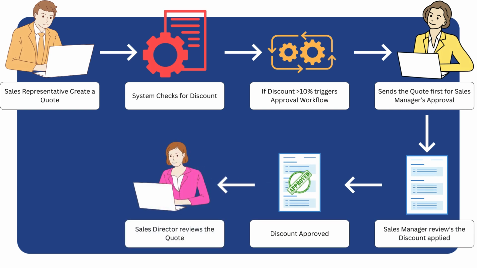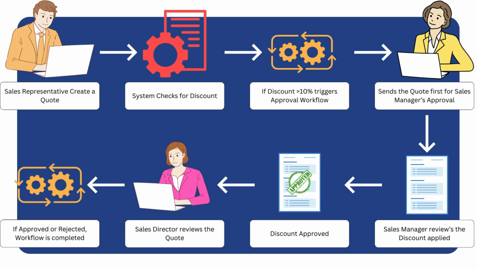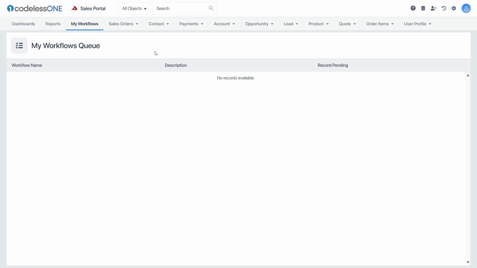This stage is what we call a subflow, a secondary yet crucial part of our overall approval workflow. The sales director makes the final call. If they approve, the quote is officially accepted. If not, it's rejected. Now let's dive in and create the approval workflow.